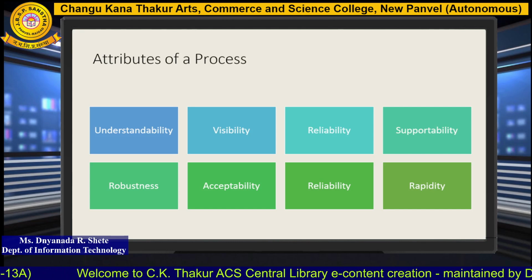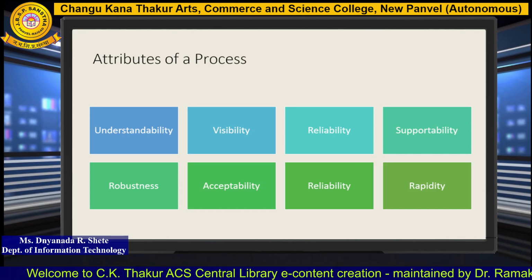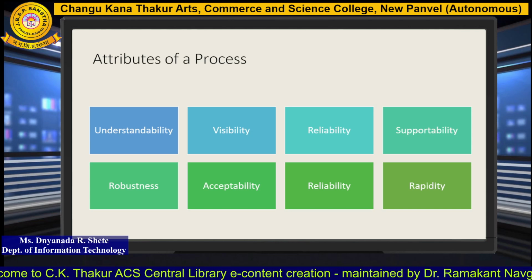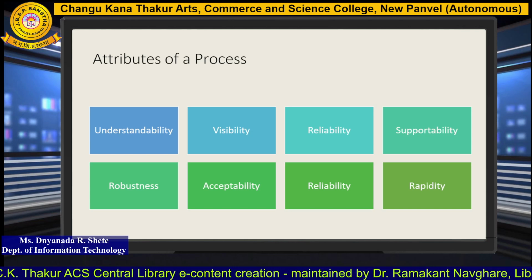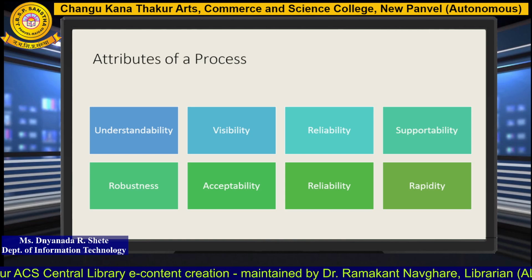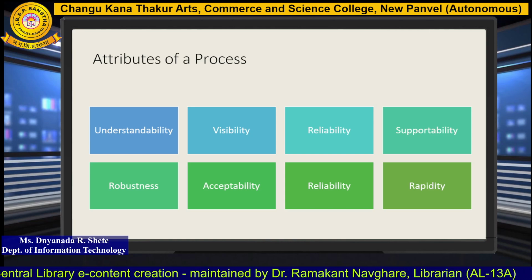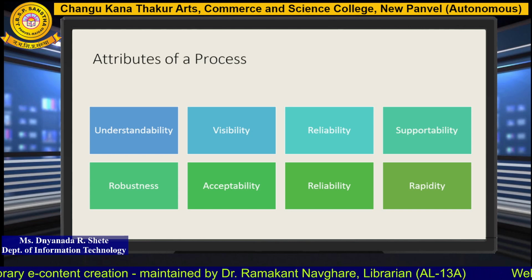So these are the attributes of your process: understandability, visibility, reliability, supportability, robustness, acceptability, and repeatability. These are some attributes of your process.